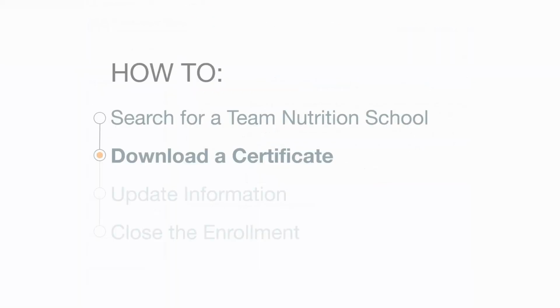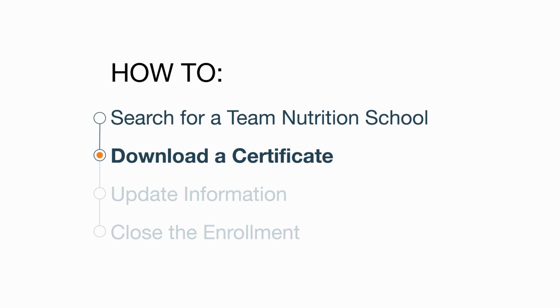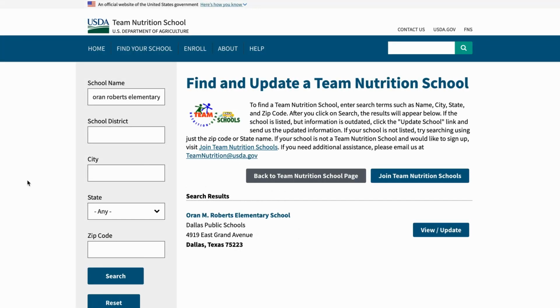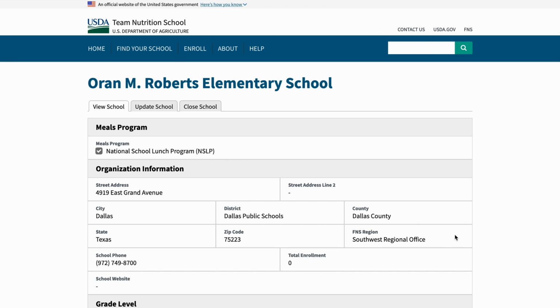Now let's see how to download a Team Nutrition Certificate of Enrollment. Once you have completed a search and found your school, you need to click on the View Update button or on the name of the school. You will be redirected to the school enrollment form page on the View tab.